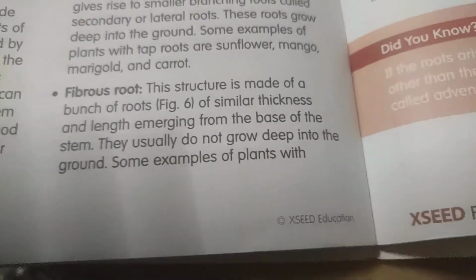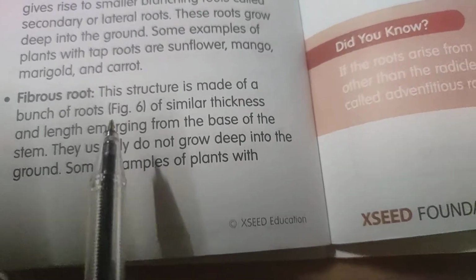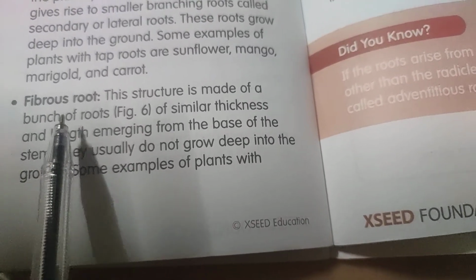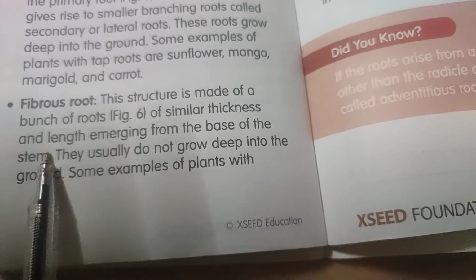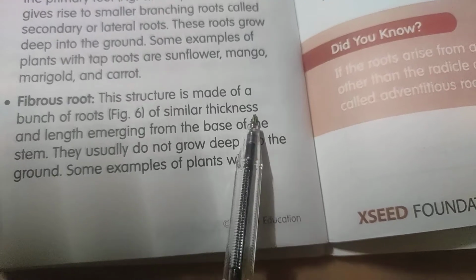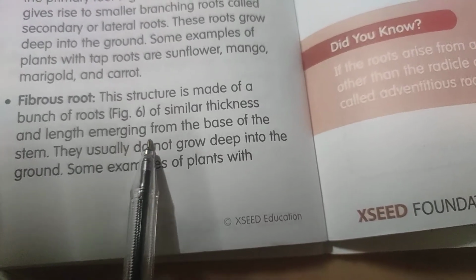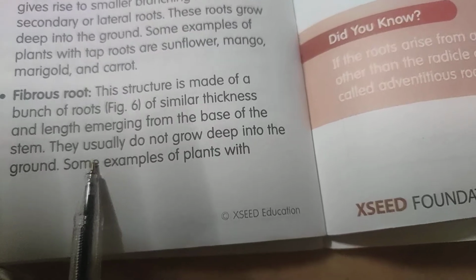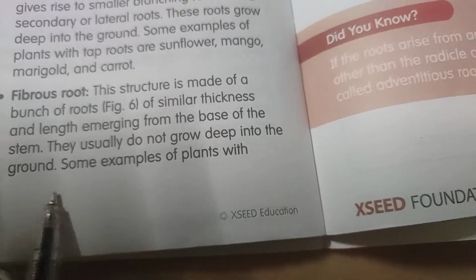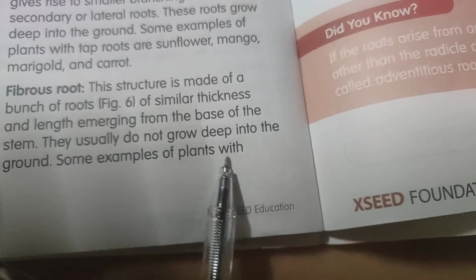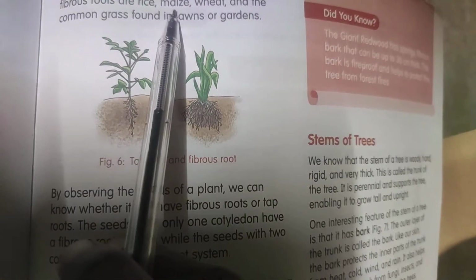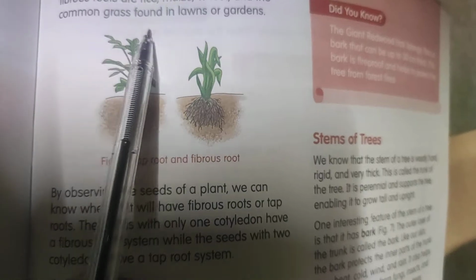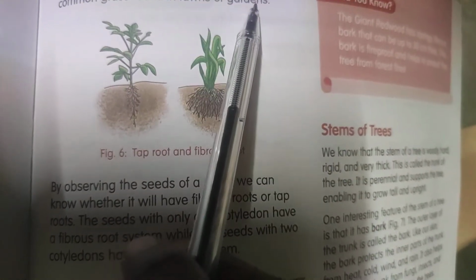Then, if it is taproot, what is called fibrous root? Keep your fingers, last paragraph of page 66. Fibrous root. This structure is made of a bunch of roots of similar thickness and length emerging from the base of the stem. They usually do not grow deep into the ground. Some examples of plants with fibrous roots, come to the next page, are rice, maize, wheat and the common grass found in the lawns or garden.